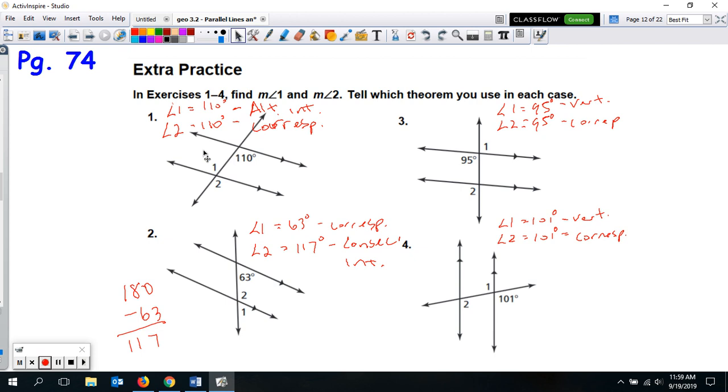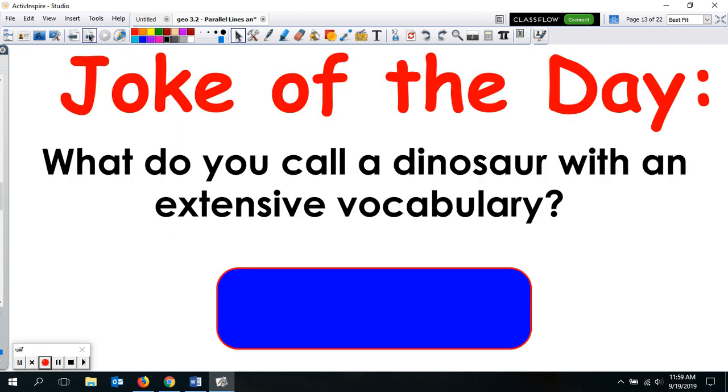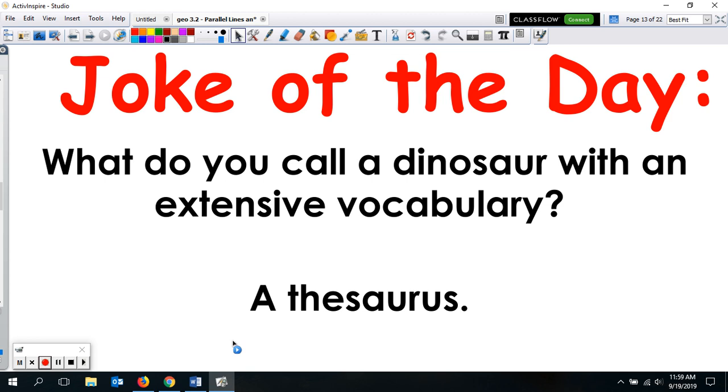All right, let's go on to our joke of the day right now. Our joke of the day says, what do you call a dinosaur with an extensive vocabulary? Well, you would call him a thesaurus, of course. A thesaurus. Not sure what that would look like in a dinosaur, but maybe a dinosaur with glasses, perhaps.